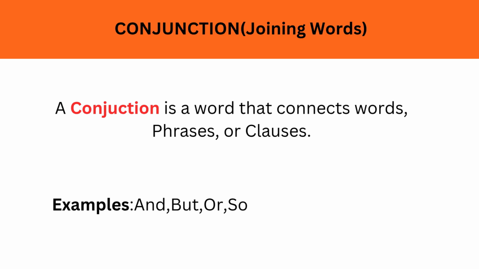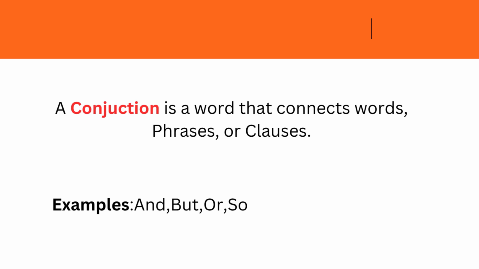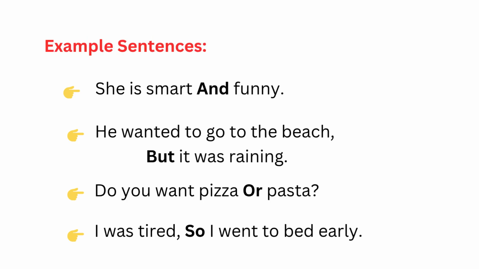Conjunction. Conjunction is a joining word. A conjunction is a word that connects words, phrases, or clauses. Examples: and, but, or, so. Example sentences: She is smart and funny. He wanted to go to the beach, but it was raining. Do you want pizza or pasta? I was tired, so I went to bed early.